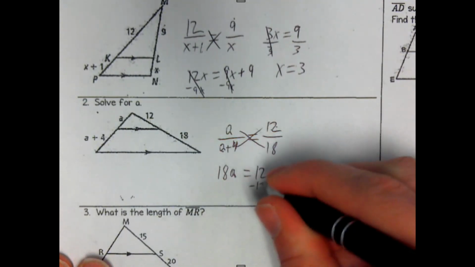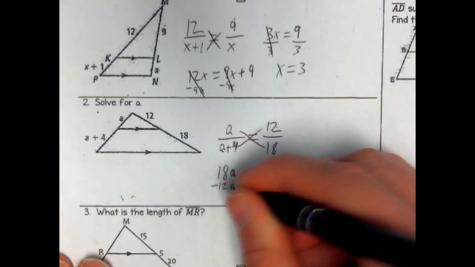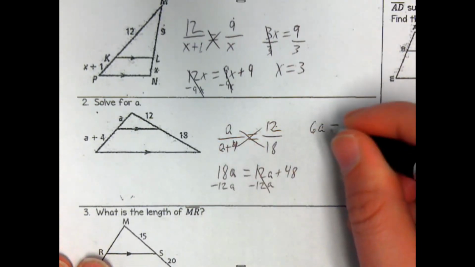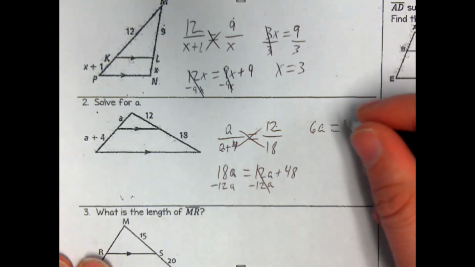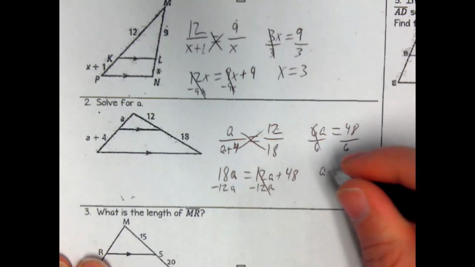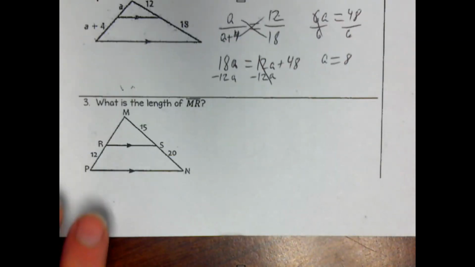Now again, we're going to subtract the 12a to the other side. And that's going to get me 6a equals 48. Divide both sides by 6. A equals 8.